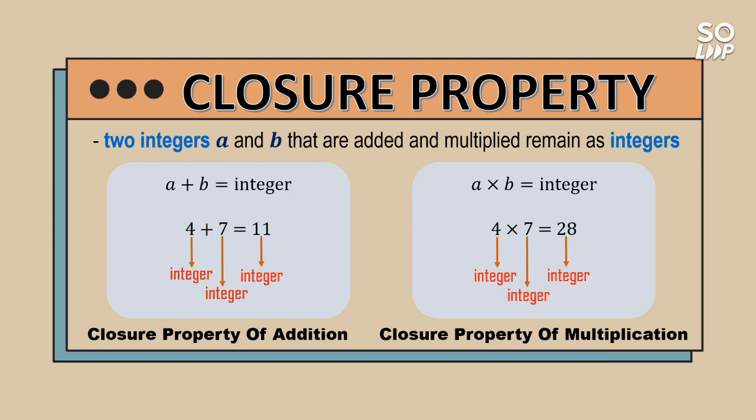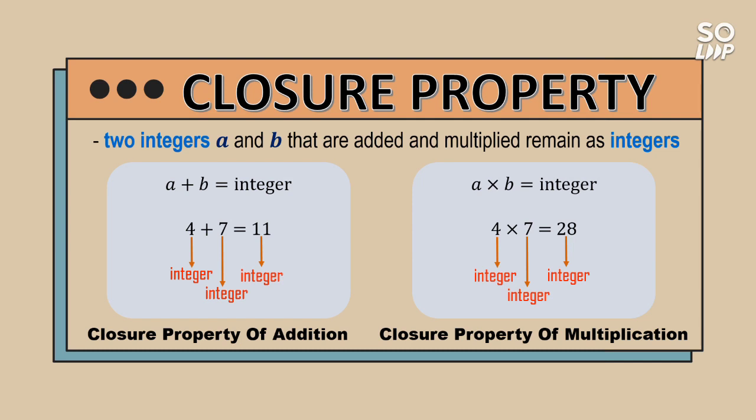For example, 4 plus 7 is equal to 11. We know that 4 is an integer, 7 is an integer, and the result is 11, which is also an integer. So it satisfies the condition a plus b is equal to integer. Therefore, closure property is true under addition.